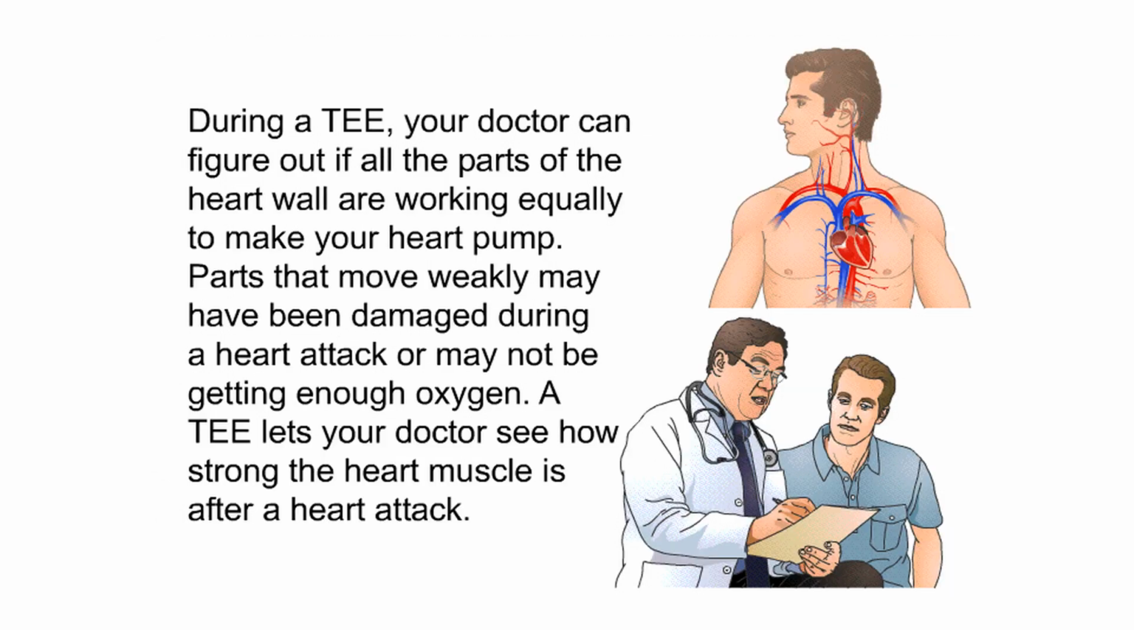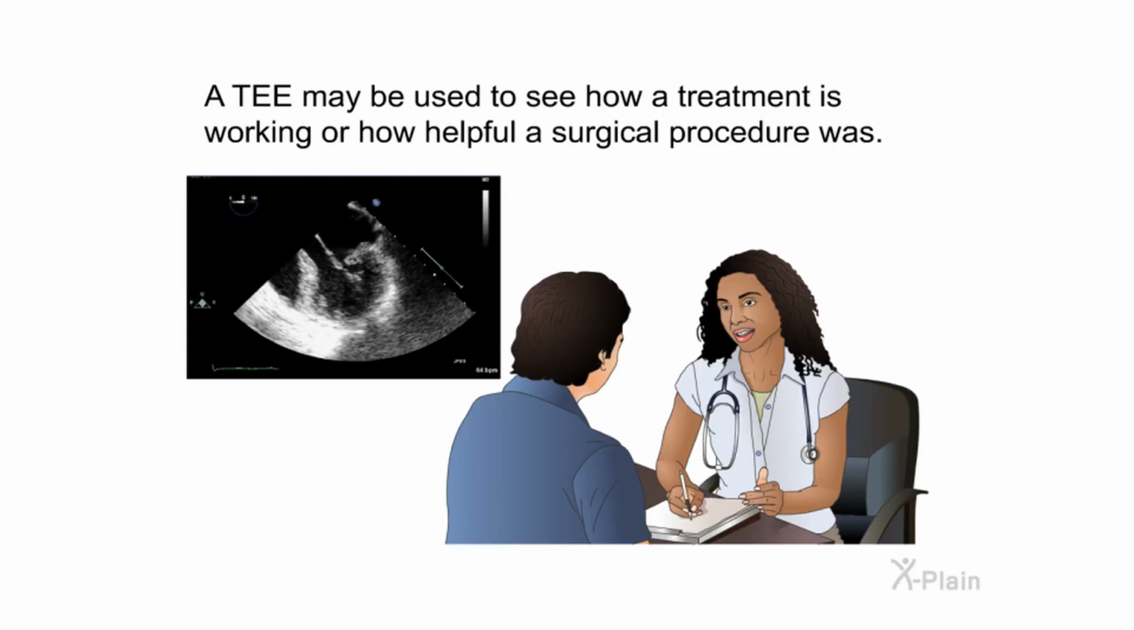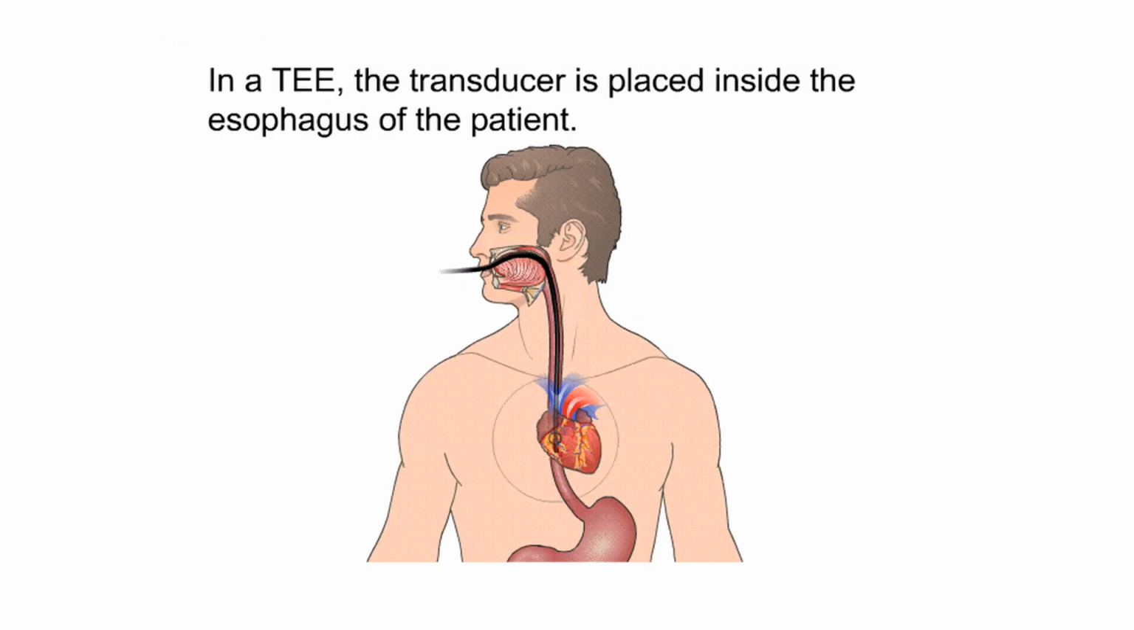During a TEE, your doctor can figure out if all of the parts of the heart are working equally to make your heart pump. Parts that move weakly may have been damaged during a heart attack or may not be getting enough oxygen. A TEE lets your doctor see how strong the heart muscle is after a heart attack. A TEE can help your doctor check your heart's pumping strength. If your heart isn't pumping enough blood to meet your body's needs, heart failure may be a concern. A TEE may be used to see how a treatment is working or how helpful a surgical procedure was. In a TEE, the transducer is placed inside the esophagus of the patient.